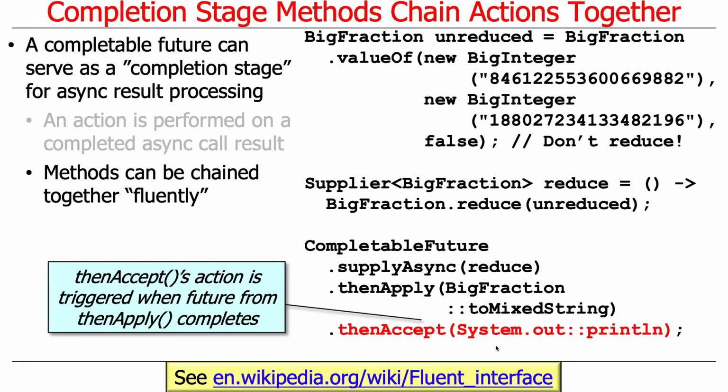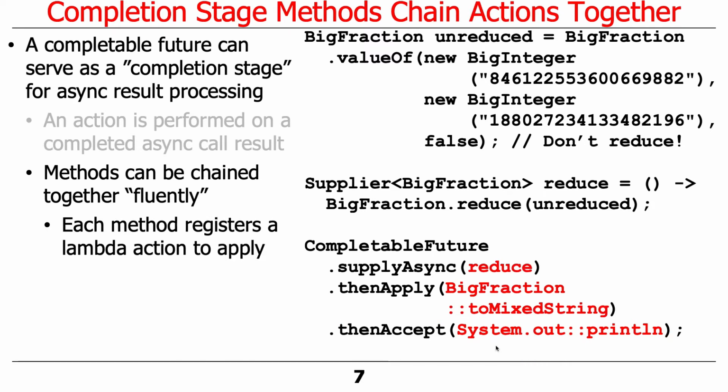And we can actually chain these things together in a fluent style. So you can see that after the computation runs asynchronously, we've reduced it. We then convert it to a mixed string. And then we take that mixed string and print it out. And this way of writing code with an operation dot another operation dot another operation is commonly known as the fluent interface API design pattern. And you'll see this used over and over again in all kinds of things. What you often don't see it used in, however, is an asynchronous context, which is what this is showing.